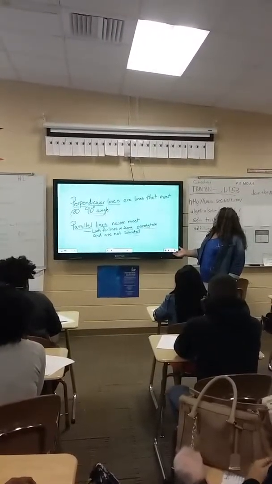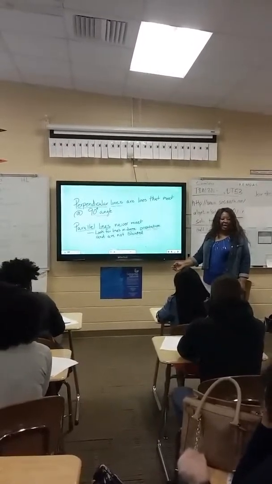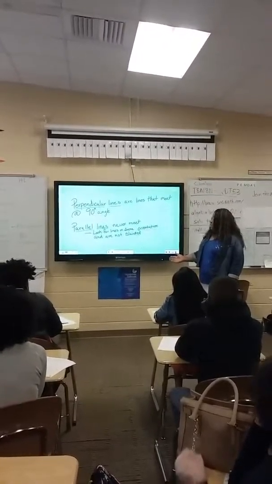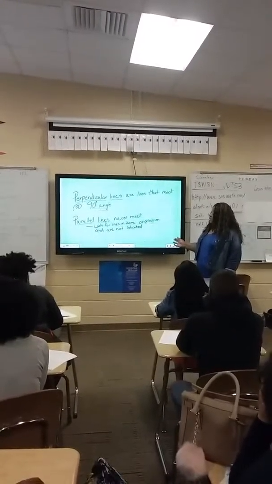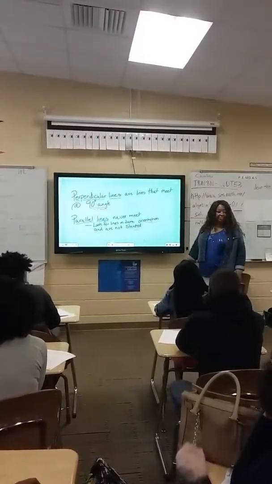Perpendicular lines are lines that meet at a 90-degree angle. Parallel lines never meet. Look for lines in the same orientation that are not slanted.